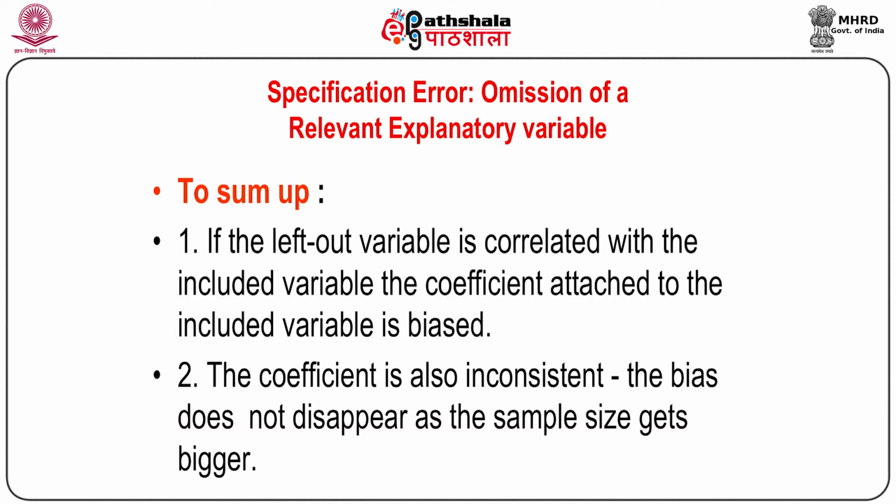So, to sum up, if the left out variable is correlated with the included variable, the coefficient attached to the included variable is biased. The coefficient is also inconsistent. The bias does not disappear as the sample size gets bigger. So, you find that under these circumstances, if you have omitted a relevant explanatory variable, the resulting estimator of the included explanatory variable will not only be biased but also be inconsistent.